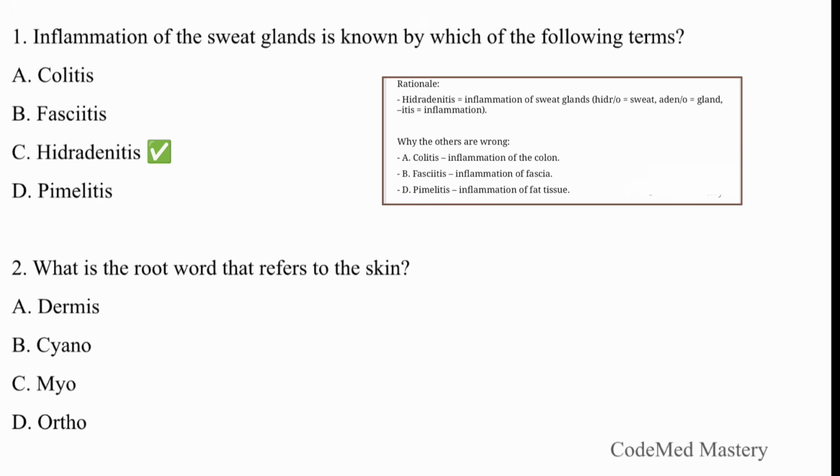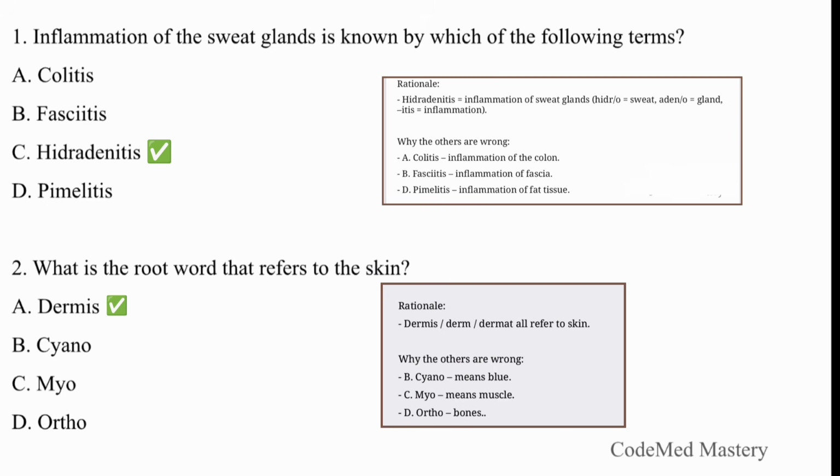Next question. What is the root word that refers to skin? Option A, dermis. Option B, cyano. Option C, myo. And option D, ortho. The right answer is option A, dermis. Because dermis, derm and dermat, everything refers to skin.